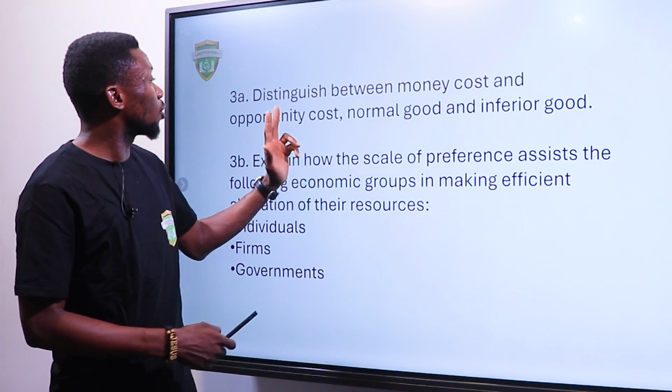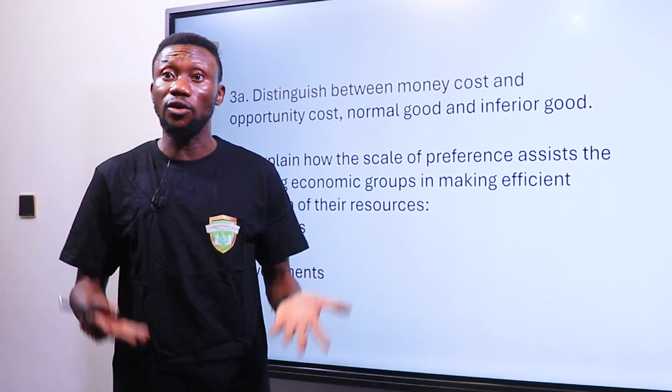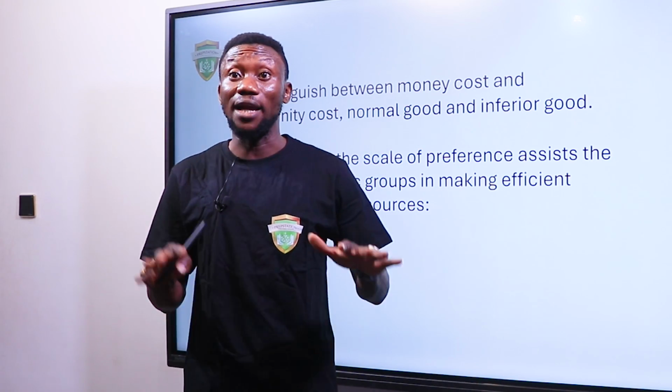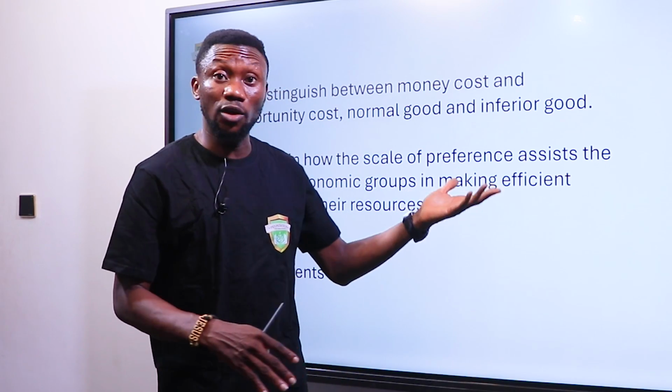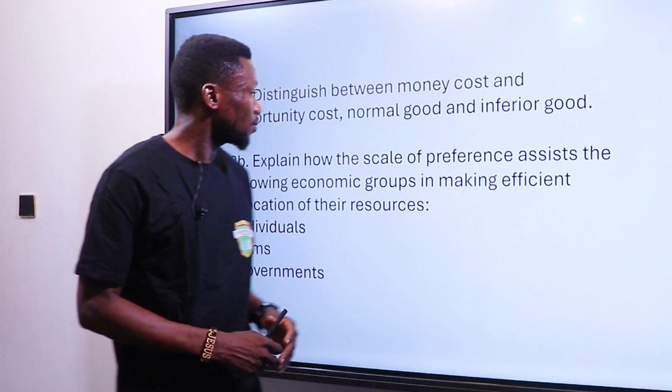So we have normal goods and inferior goods. Normal goods are goods that you buy more of as your income increases, possibly like cars. And inferior goods are goods you buy less of as your income increases, possibly like public transport.